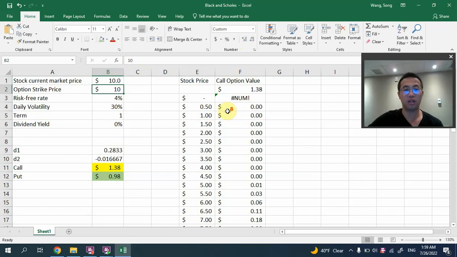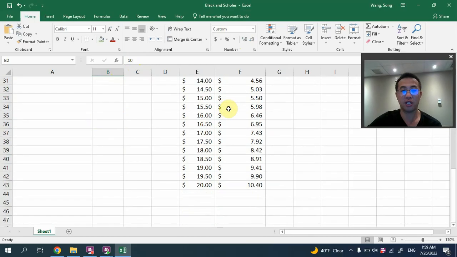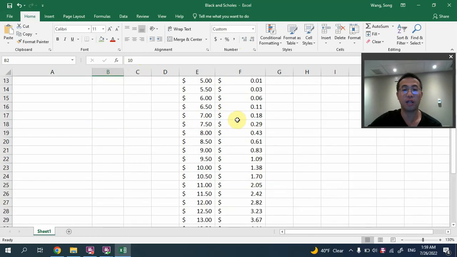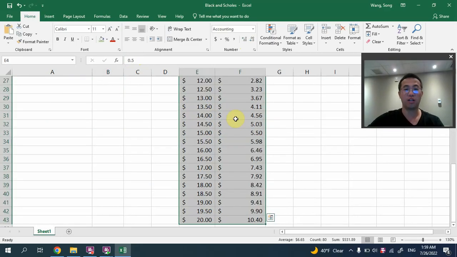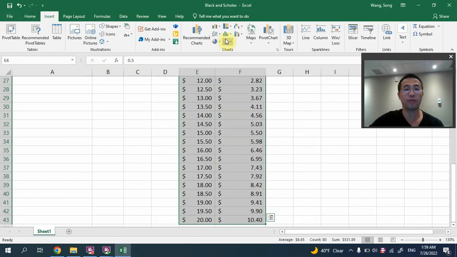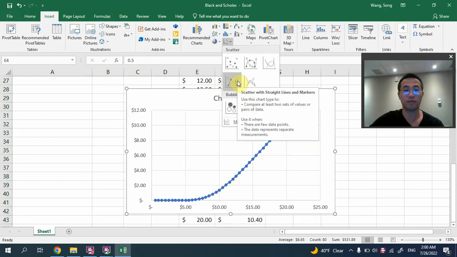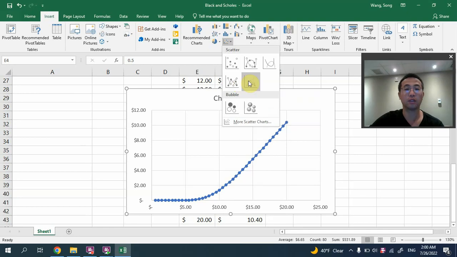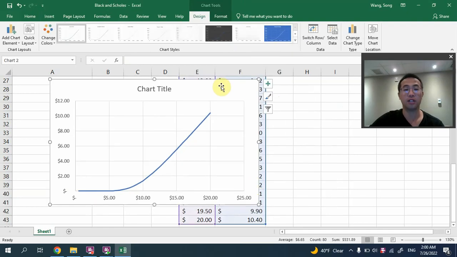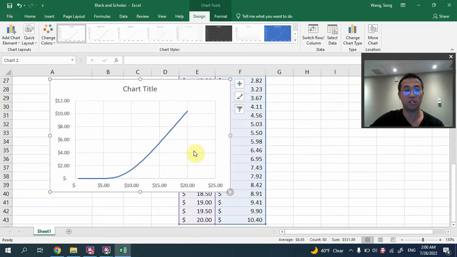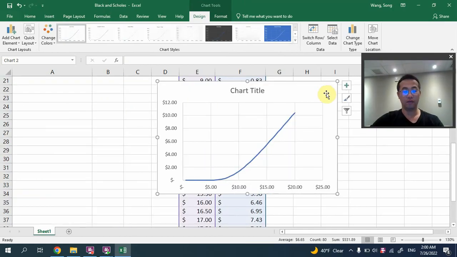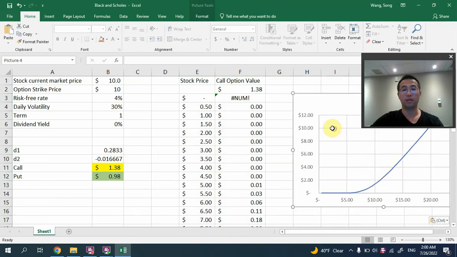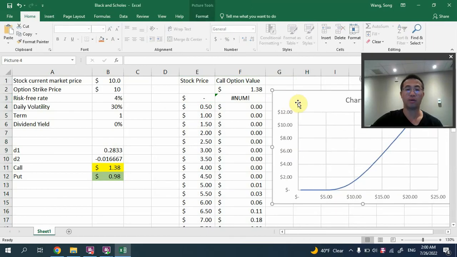Okay. So when the stock price keeps increasing, as you can see, the call option price also increases. All right. So if I do a chart here, select it all, then I do Insert, and then this chart. Okay, so you could see that the option value just keeps increasing as the stock value goes up. All right, so that's the trend between the option value and the stock price.